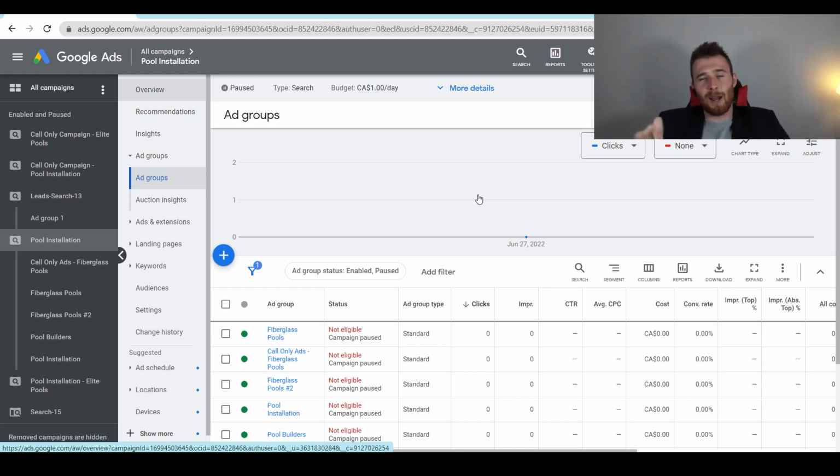So that tip may not increase conversion rate, but it does allow you to actually understand what your conversion rate is and then allow you to optimize it from there.